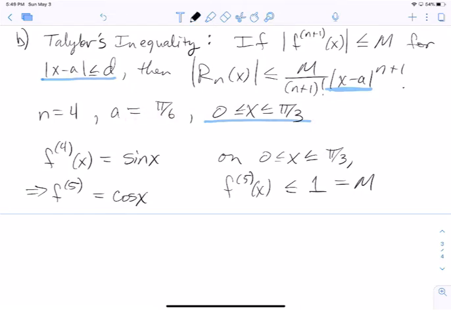And so what we're going to do is subtract pi over 6 from all three parts of this inequality. So x minus pi over 6 will then be between negative pi over 6 and pi over 6.